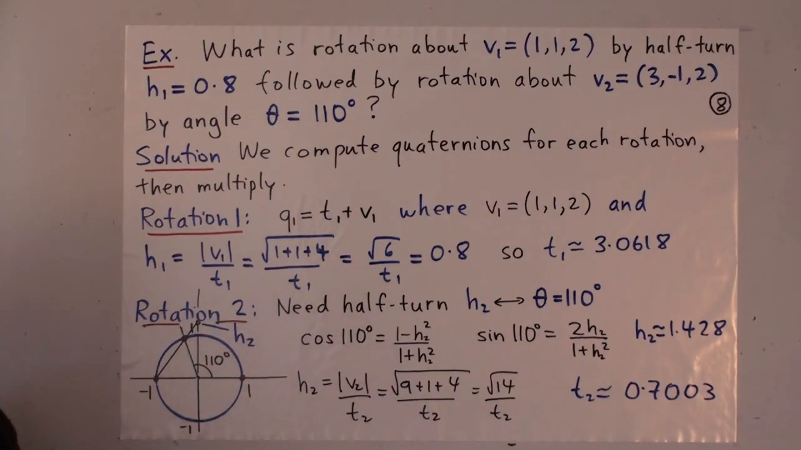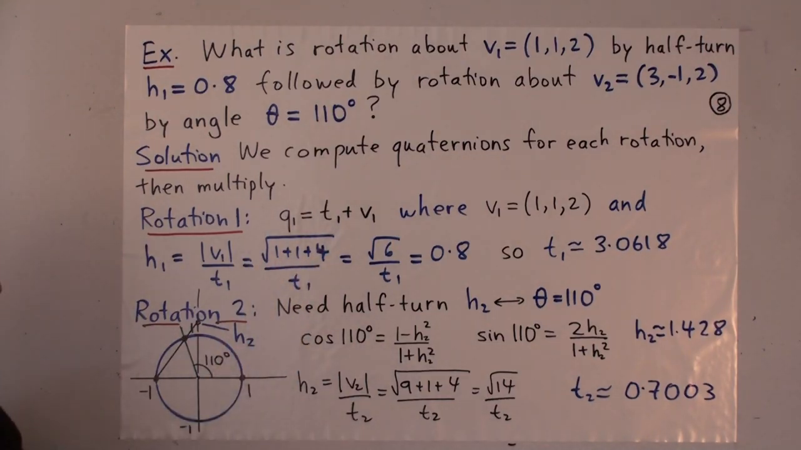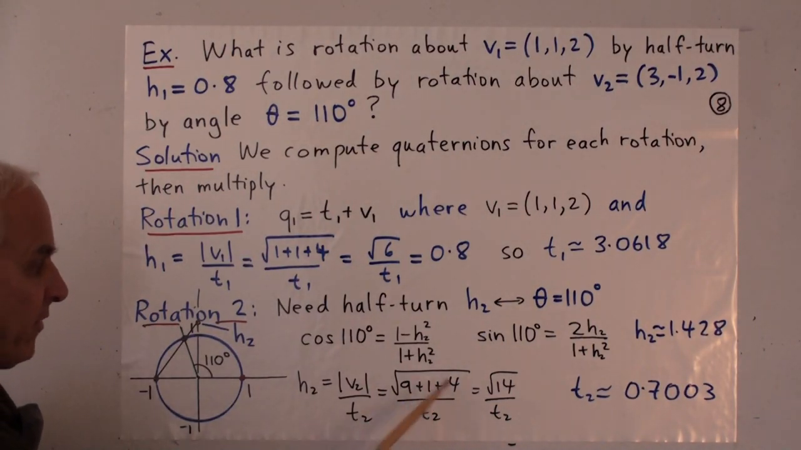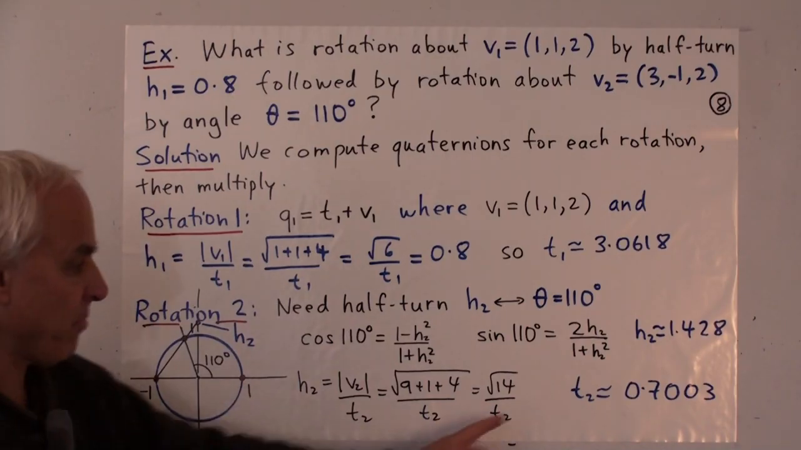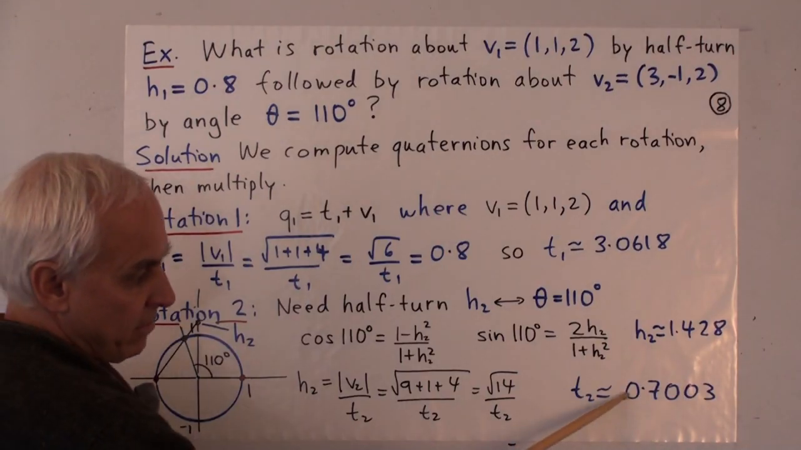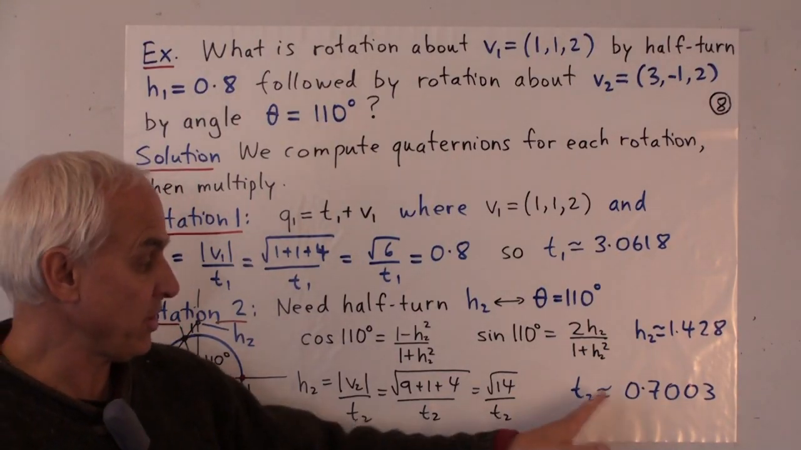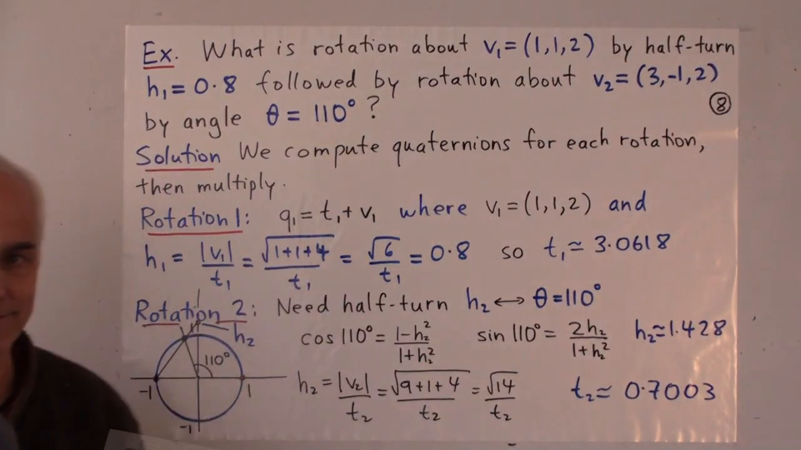And then what's the scalar part of it? Well, the half turn has to be the size of the vector divided by that scalar part. The vector that we're choosing is 3, minus 1, 2, so its length is square root of 9 plus 1 plus 4, which is square root of 14, over t2. That's got to be the half turn. And that tells us the scalar part t2 is going to be 0.7003. So the quaternion associated to this rotation is going to be the scalar part plus that vector part.